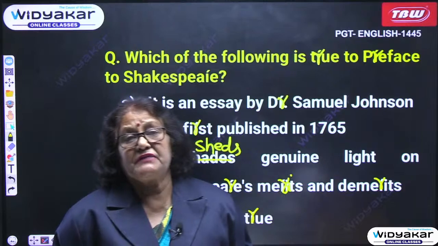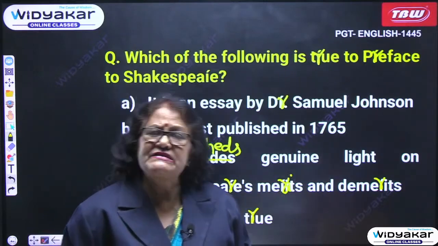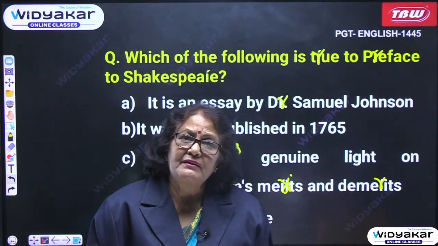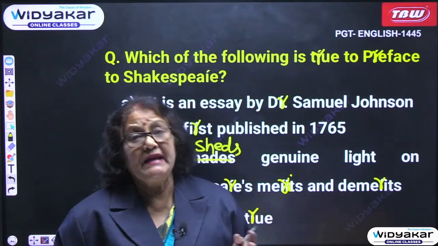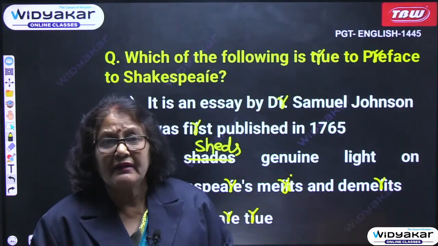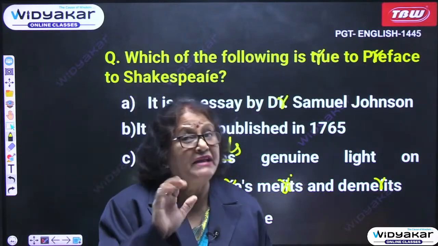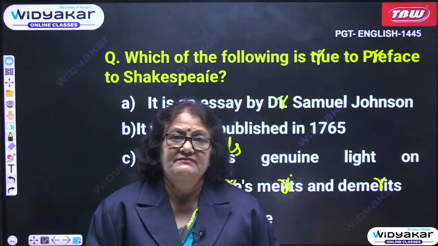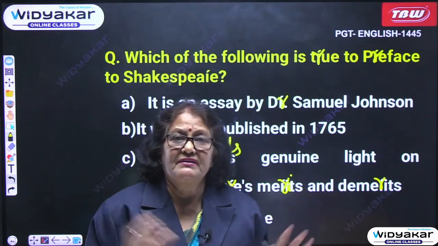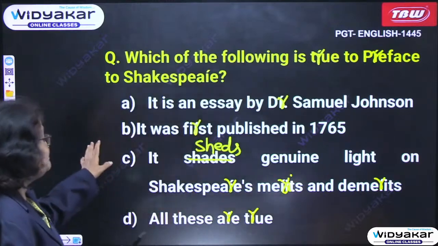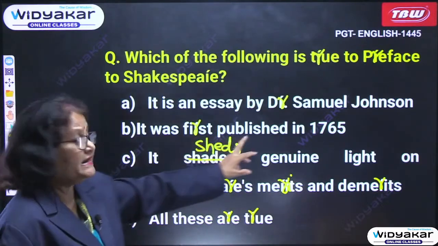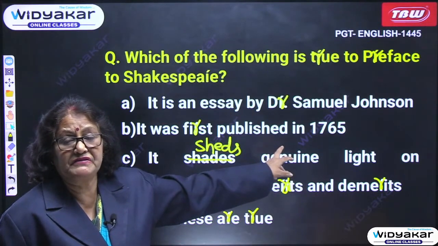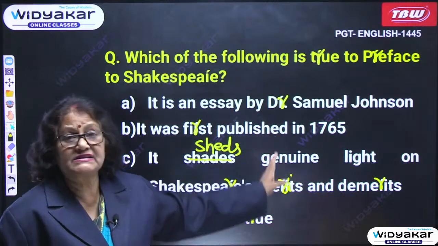So there was a poet called Charles Churchill. He said, everybody paid you money, so why are you not doing it? Then Johnson started working on it. And finally, it took 9 years to complete. So ultimately, it was published in 1765. The advertisement was in 1756, and it was published in 1765.